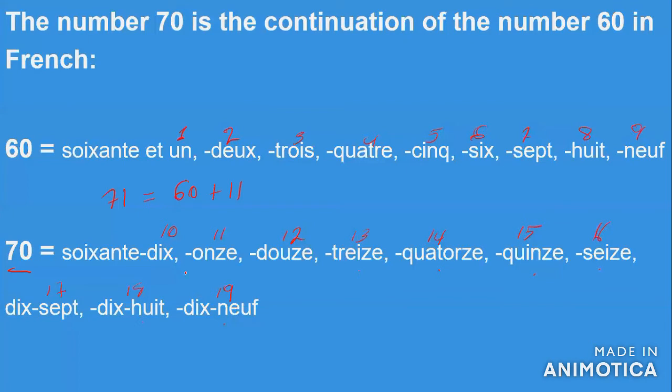Okay, very good. We're moving forward. The same thing will happen. And don't forget, after 60, you don't need that "et" anymore to unify your number. And that's why your 71 would spell soixante-onze, but not soixante et onze. Remember that. We don't need that anymore. We only use the hyphen in between the two numbers to unify them. Very good.